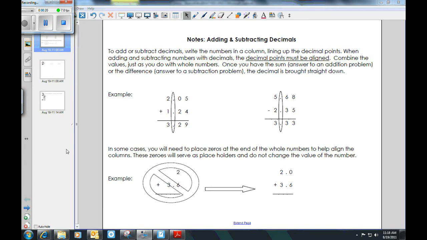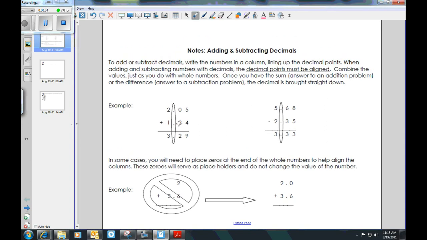When you're adding or subtracting decimals, you're going to write your numbers in a column, but you're going to line up the place values. Okay, so when you line up the place values, that's ones go in a column all the way down here. Here's my ones places all the way down. Here's my tenths, my hundredths. Okay, that means my decimals are also going to be lined up all the way down my problem for adding and subtracting decimals.